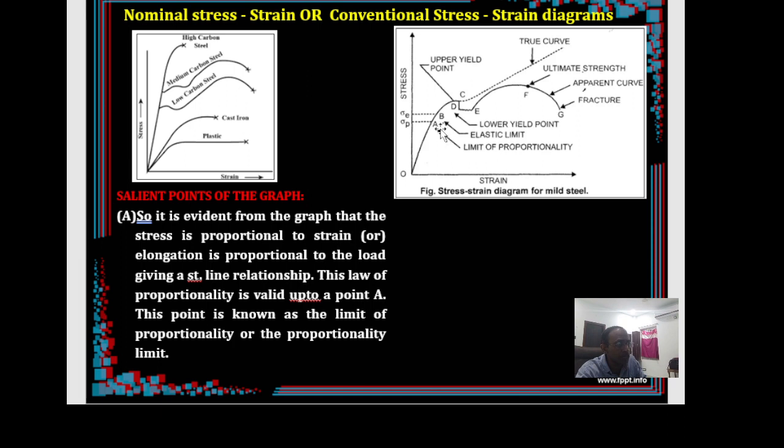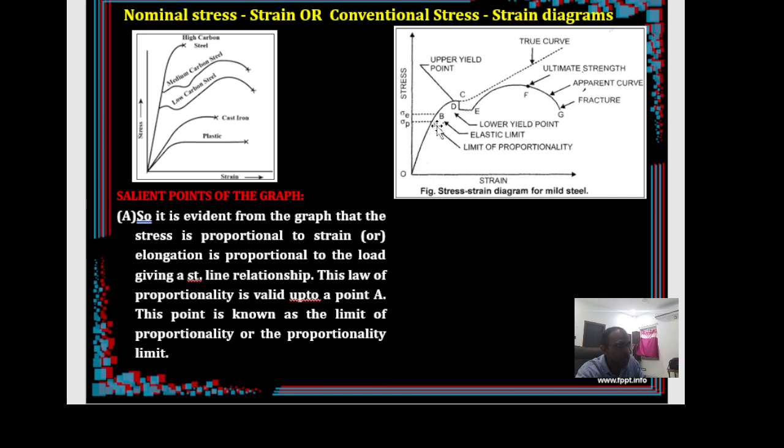Now these salient points: A, B, C, D, E, F, G. Let us try to know what this is. Up to the point A, you can see this is almost a straight line, which means the stress and strain are proportional to each other. Not only elastic, but also proportional. So that particular point A is called the proportional limit, or limit of proportionality.